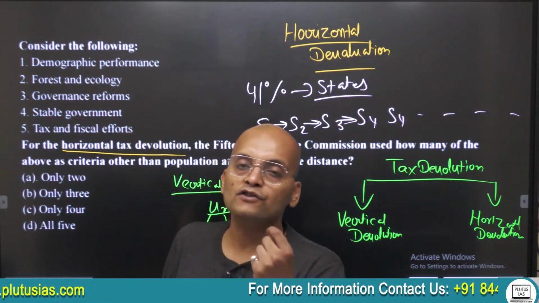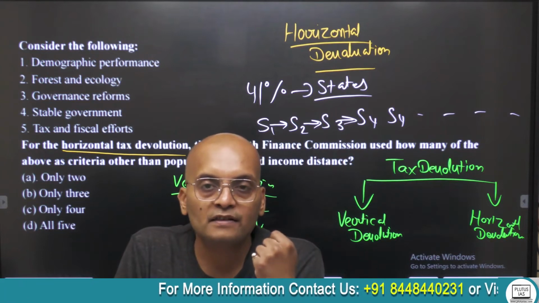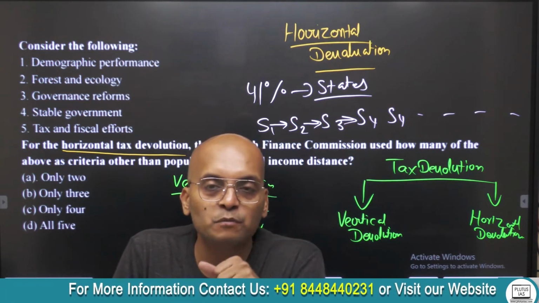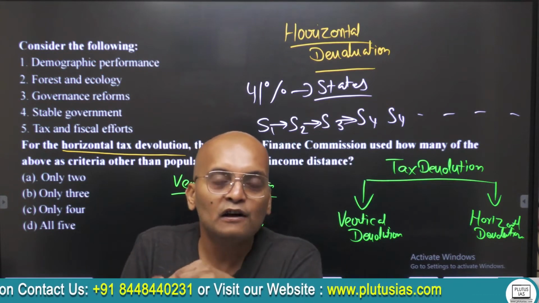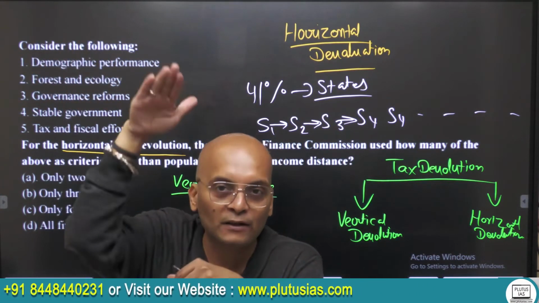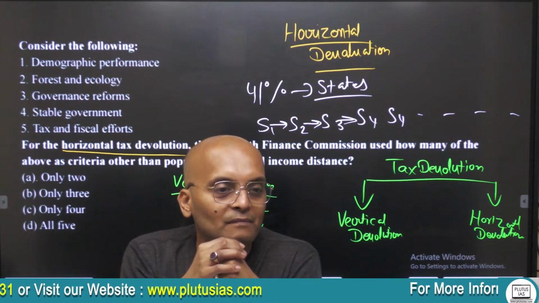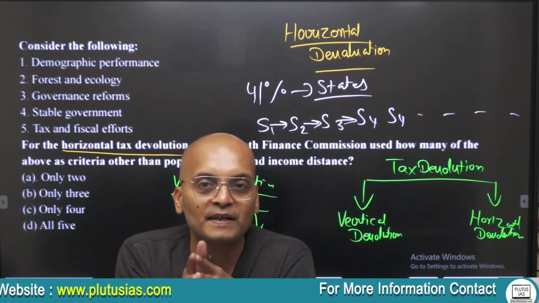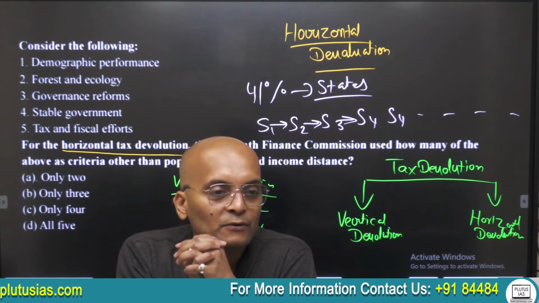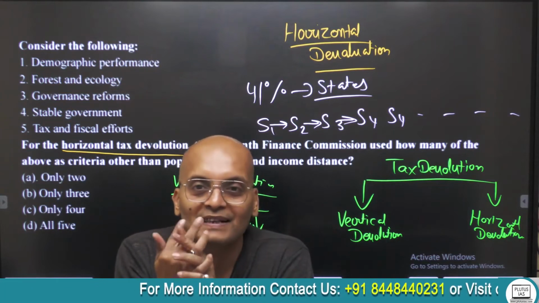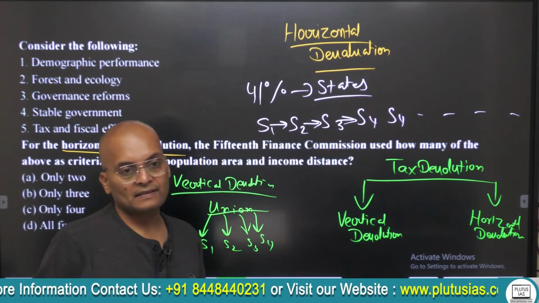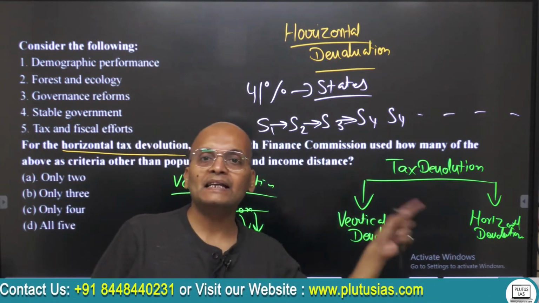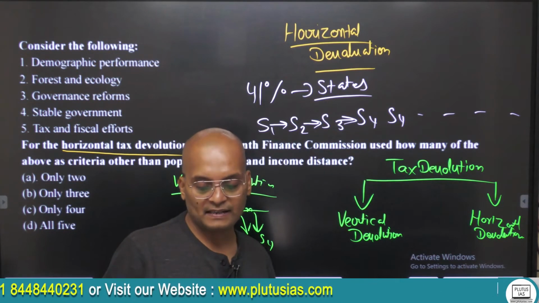Suppose you are 3 brothers, and your father bought 3 chocolates. One is big, one is medium, one is small. Which brother will get which chocolate? That is horizontal distribution. From the father, you are getting the chocolate, that is vertical devolution. Distributed amongst the brothers, that is horizontal devolution. Understood?